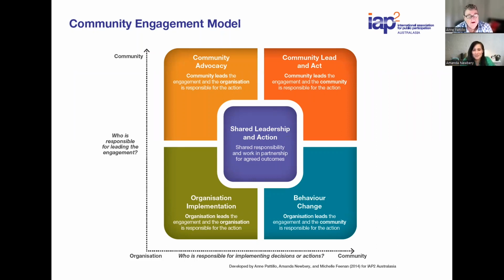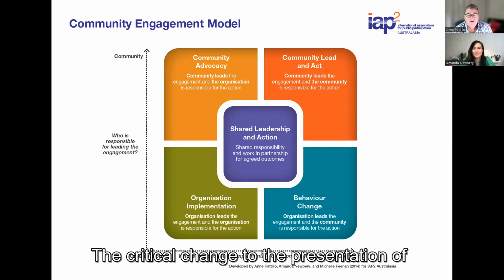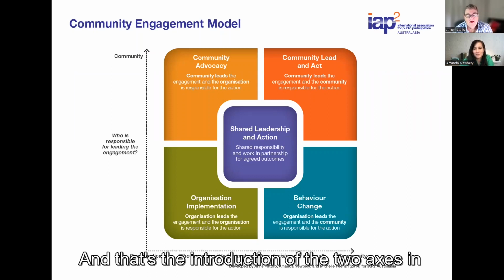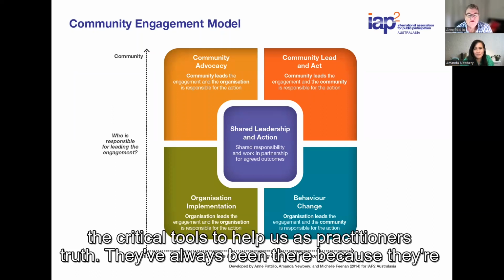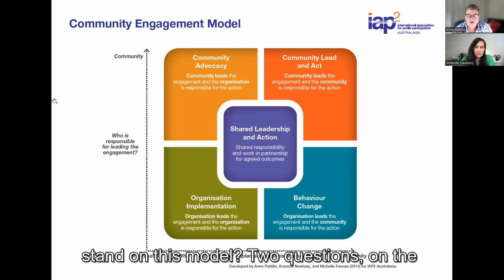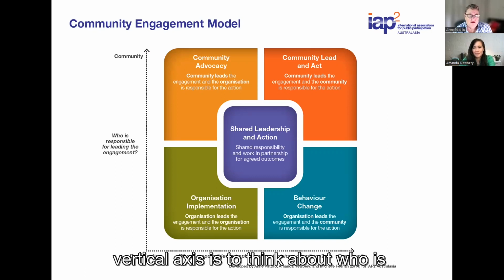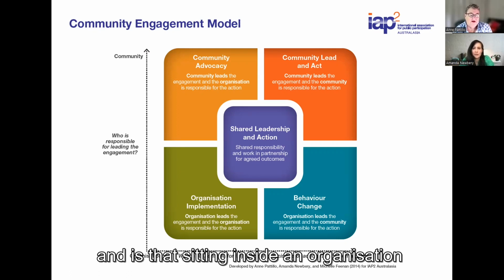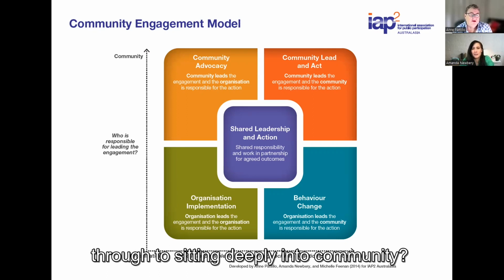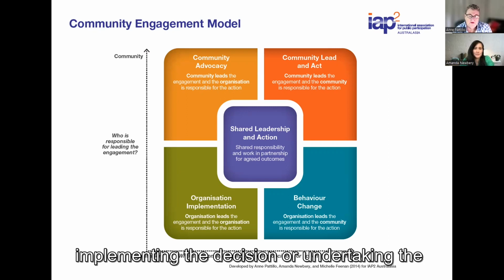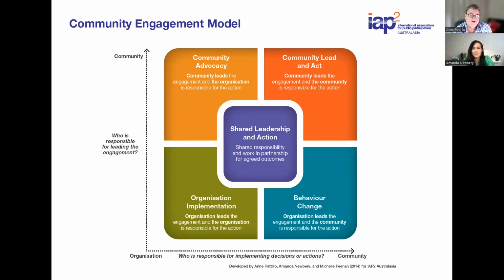Thanks, Amanda. The critical change to the presentation of the community engagement model is really what I like to think of as the backstage tour. And that's the introduction of the two axes. In truth, they've always been there because they're the critical tools to help us as practitioners to say, where do we stand on this model? Two questions. On the vertical axis is to think about who is responsible for leading the engagement. Who leads? And is that sitting inside an organisation through to sitting deeply into community?